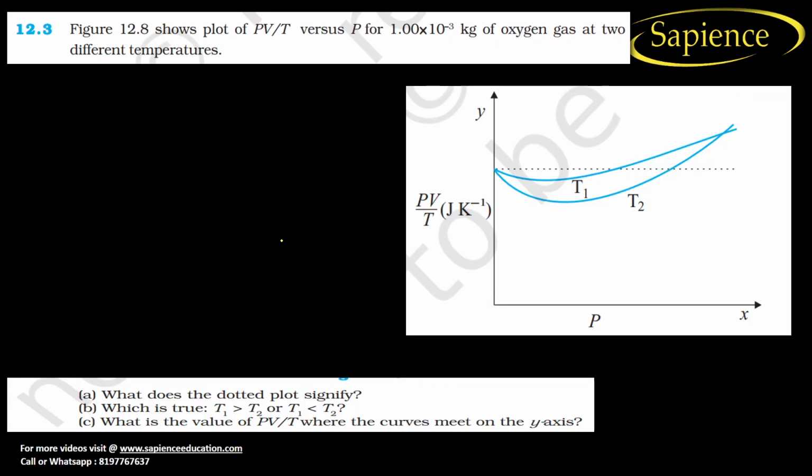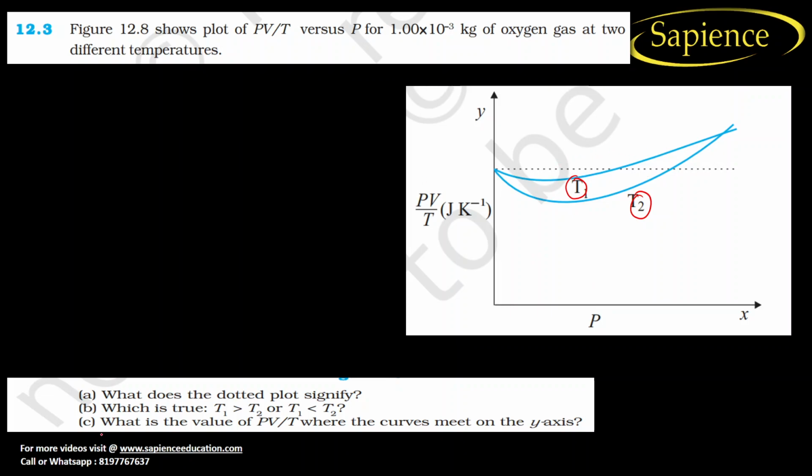Now let us do question number 12.3. The figure shows the plot of PV by T versus P for 1.200 into 10 to the power minus 3 kg of oxygen gas at two different temperatures, T1 and T2. For the two temperatures, the plot of PV by T against P looks like this.